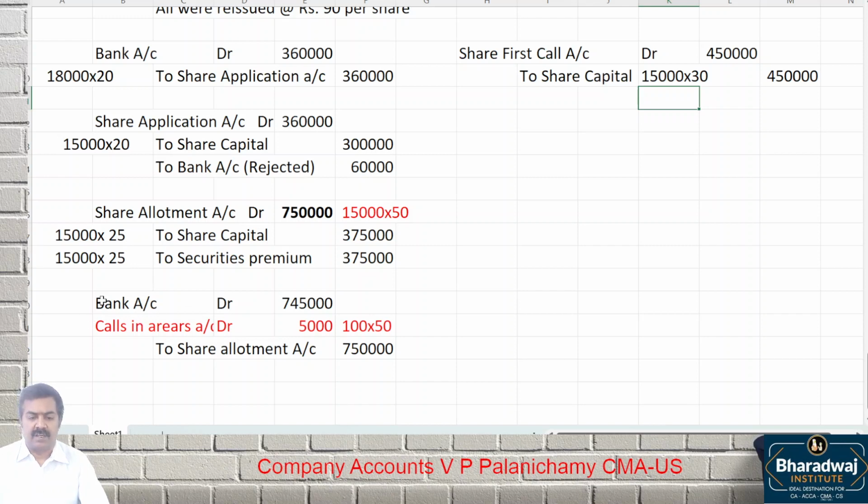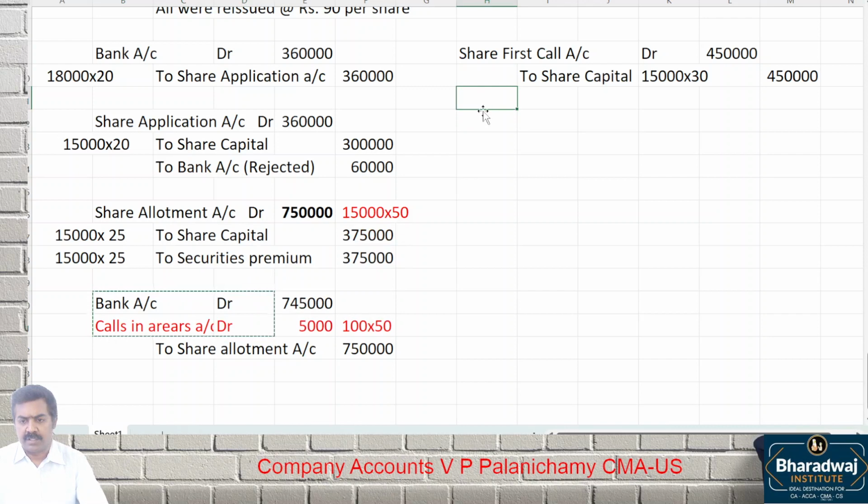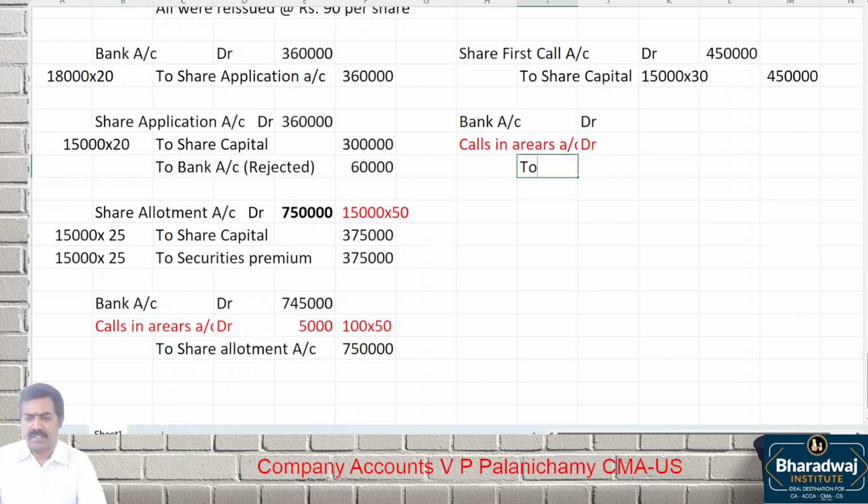We will collect the first call. Here also, bank account debit, calls in arrears account debit, to share first call.